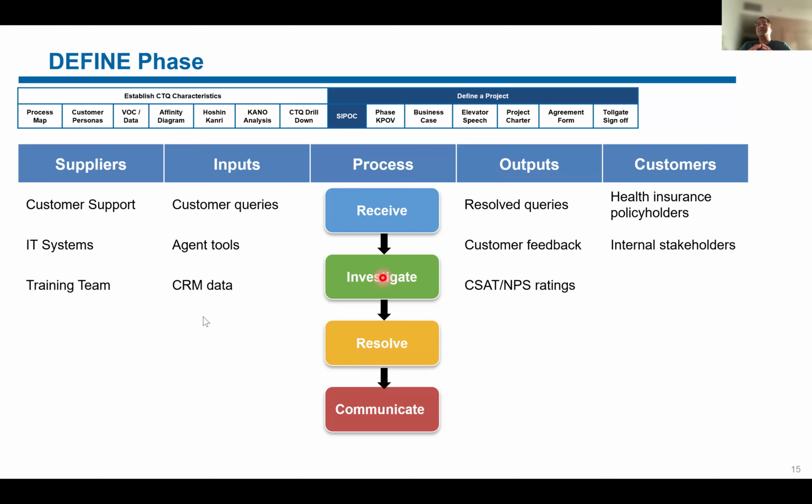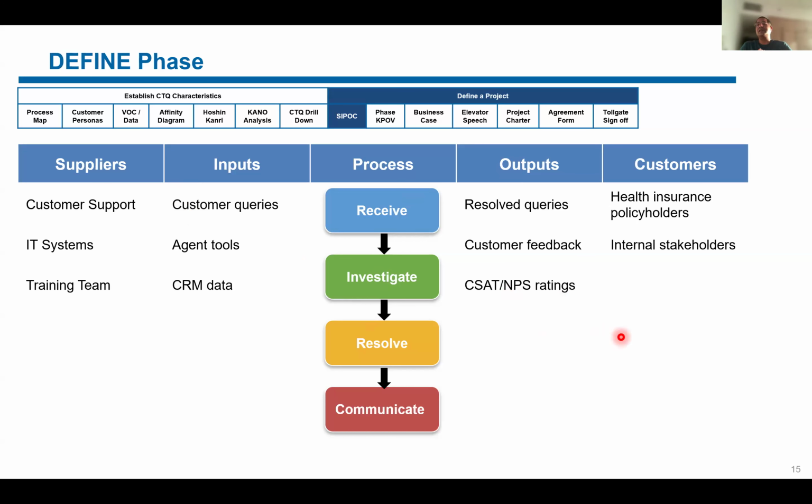The process is very simple. We receive a complaint or we receive an input, we investigate it, we resolve it, and we communicate it back to the customer. And the customer gives us a score based on this. Outputs are resolved queries. Sometimes the queries are not resolved. That's also an output. The customer feedback, which is mostly the verbatim. And finally, the CSAT and NPS rating, which is what we are trying to tackle and improve.